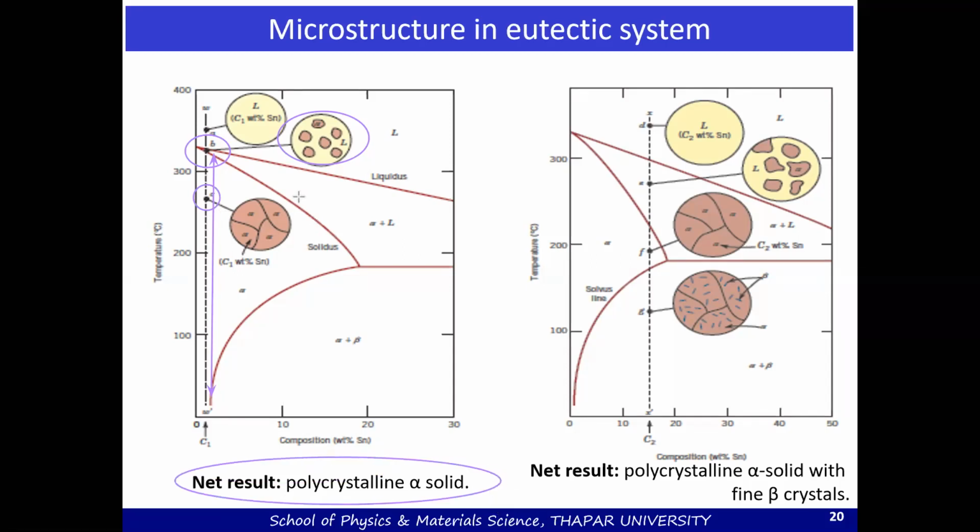Why is it polycrystalline? Because it is made up of multiple grains. And if a solid is made up of multiple grains, we define it as a polycrystalline solid.